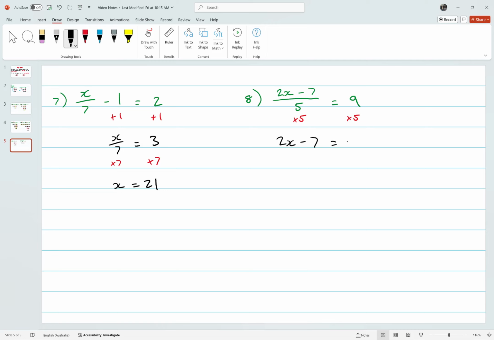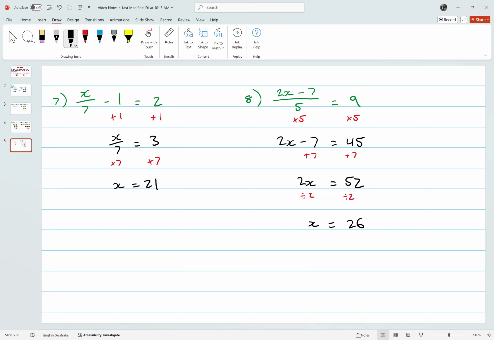9 times 5 equals 45. Then I can simply just add 7, add 7. So I have 2x equals 52. And then lastly, I can divide by 2, x equals 26. And that's it.